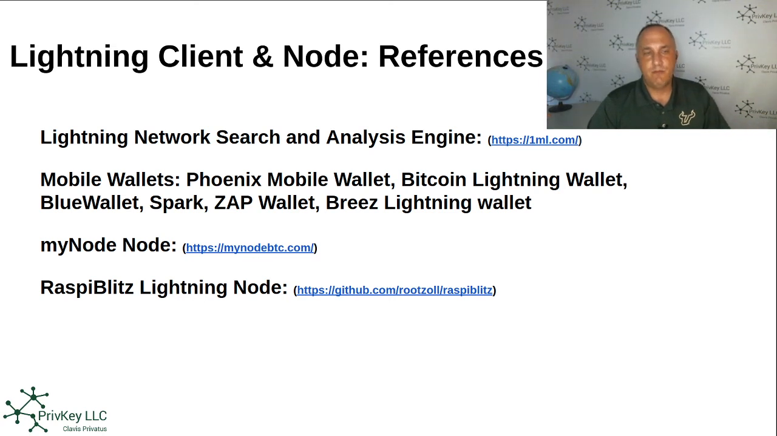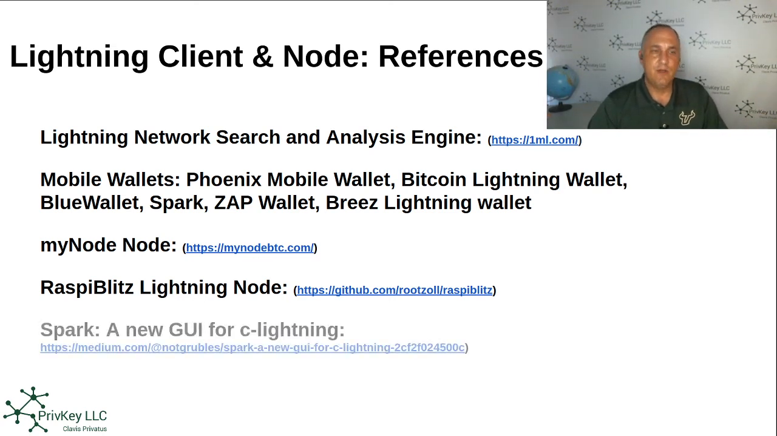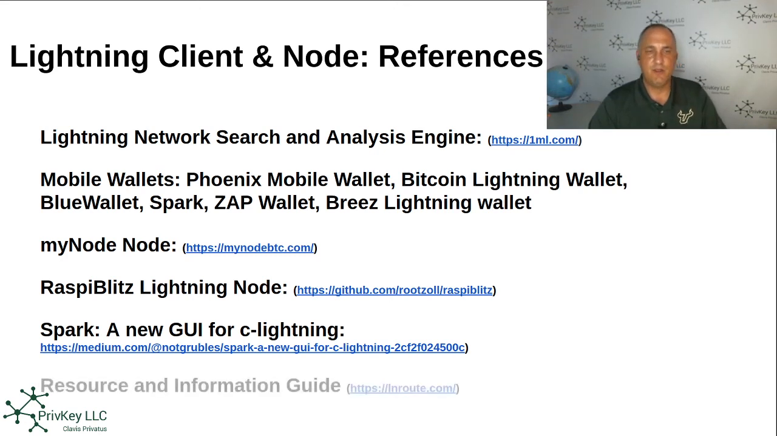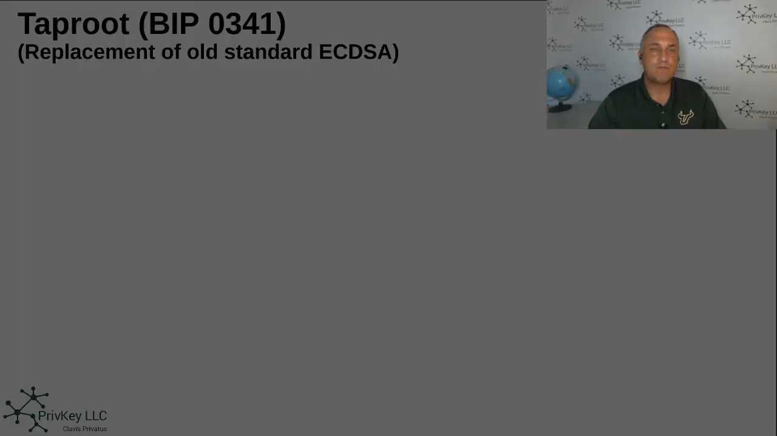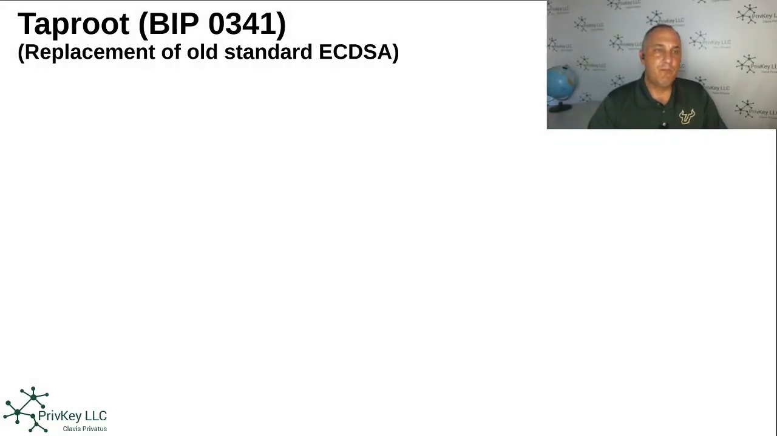So Raspberry Blitz is another Lightning node that you can run yourself on a Raspberry Pi small computer. Spark is just an implementation of the graphical user interface of the Lightning Network that you can use as well. There's another guide there, ellenroute.com.